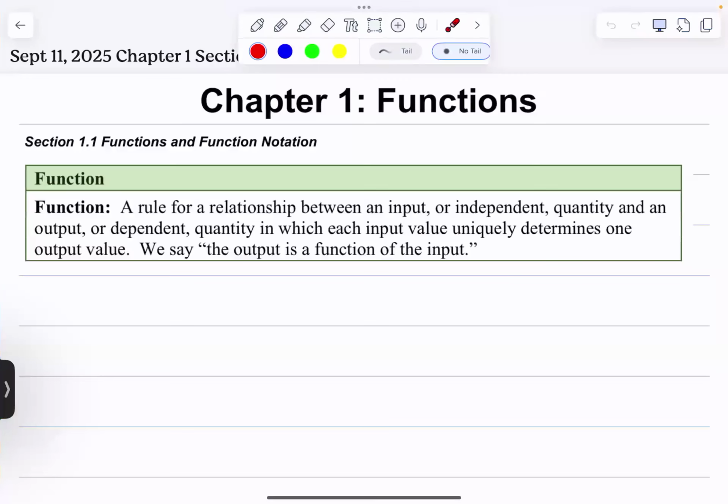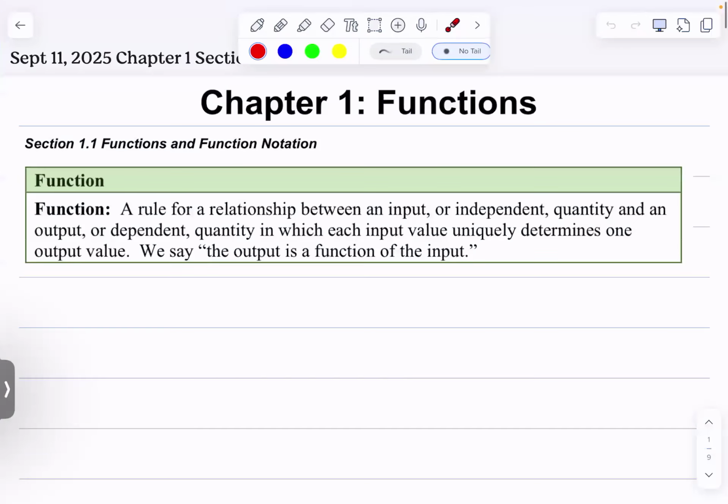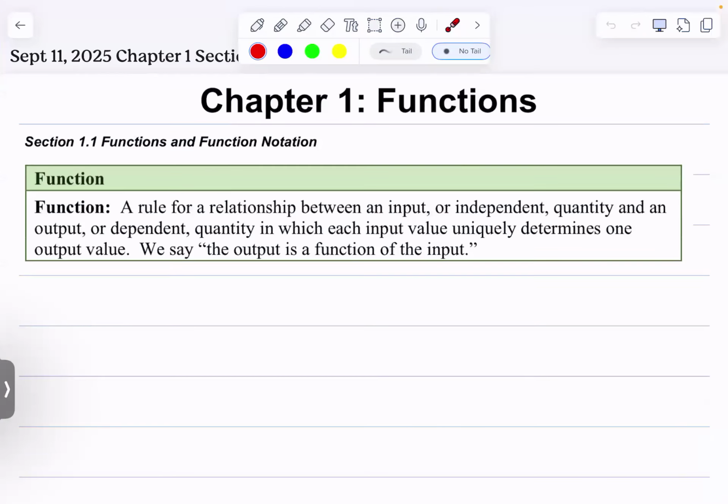Okay. First day of new material, or real material, I should say. Are you ready for it? Doom, doom, doom. Chapter 1. What a great place to start. Functions.